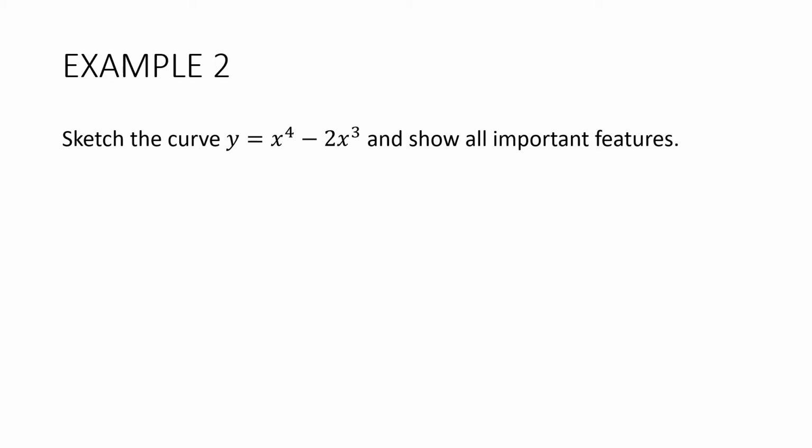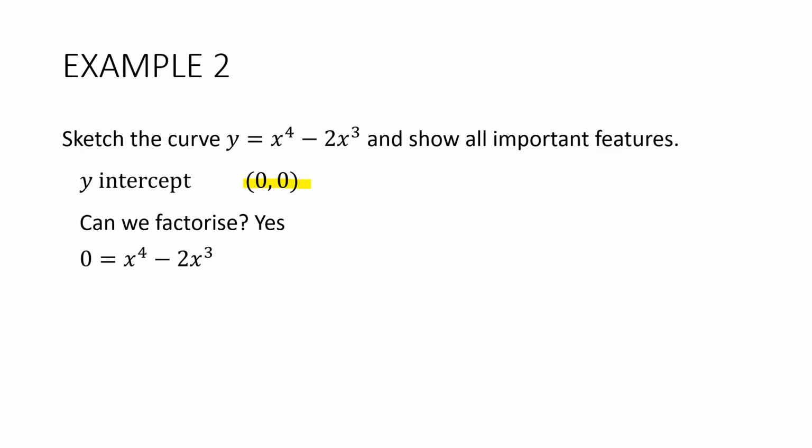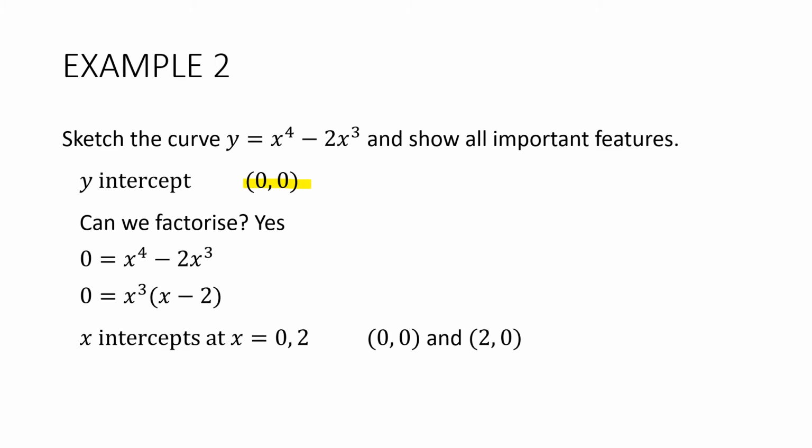Here's example 2. Sketch the curve y equals x to the power of 4 take away 2x cubed and show all important features. So we'll start with the y-intercept. Substituting in x equals 0, we get y equals 0. Can we factorize? Yes, we can. So we can find the x-intercepts. So x-intercepts occur when y equals 0, so substitute your 0 in here. I'm factorizing, I get x cubed multiplied by x minus 2. We have a null factor law, either x equals 0, which is actually this point, or x is equal to 2. And so the x-intercepts are 0, 0, and 2, 0.